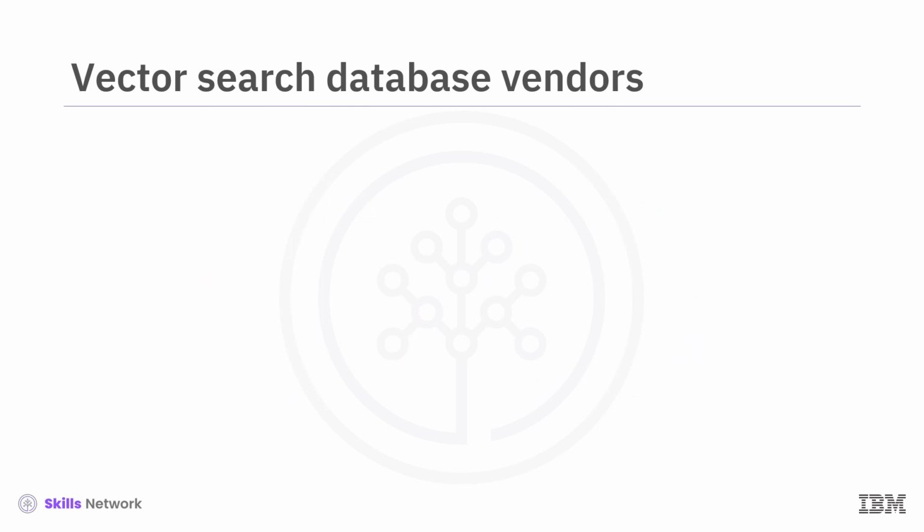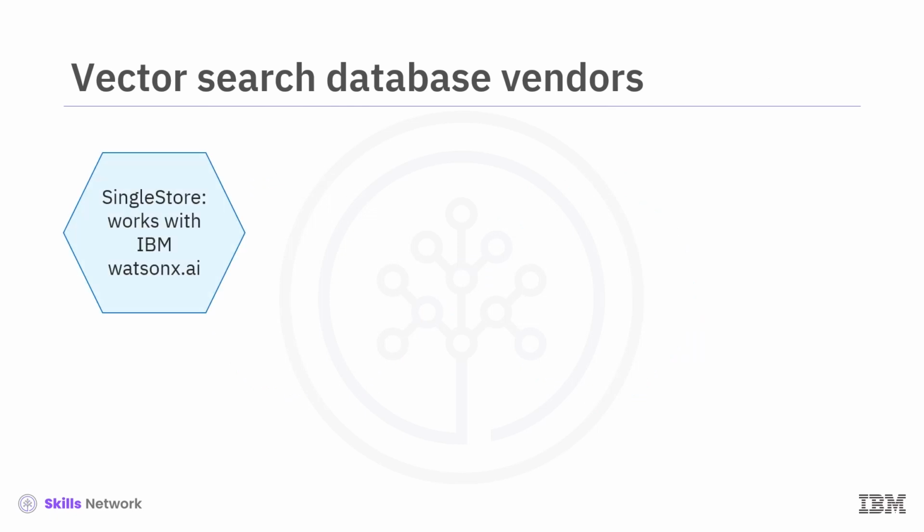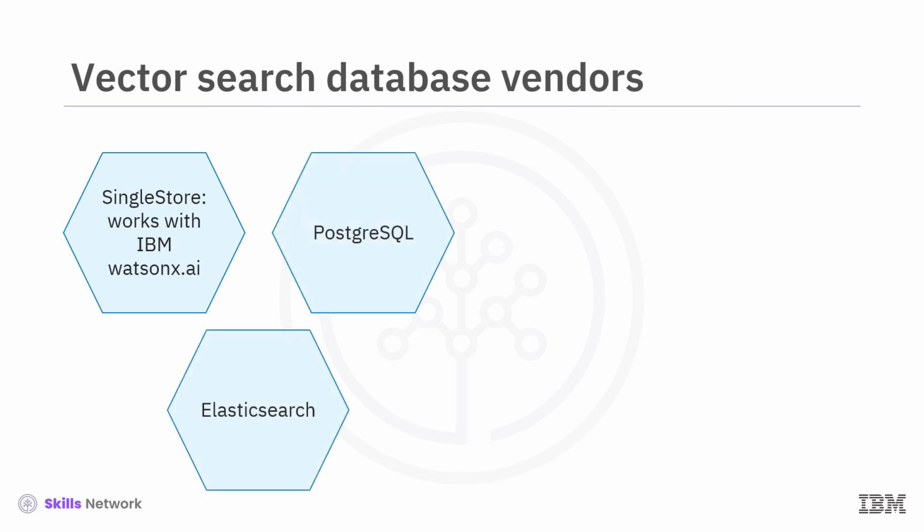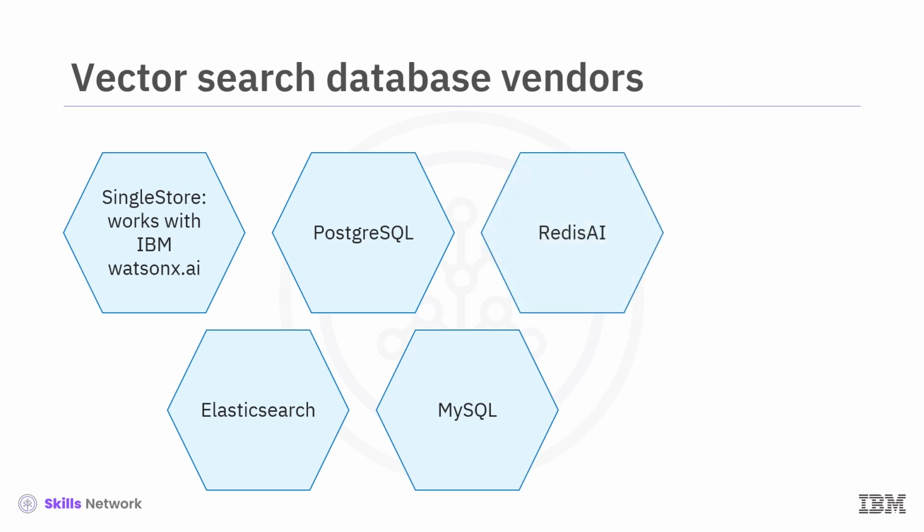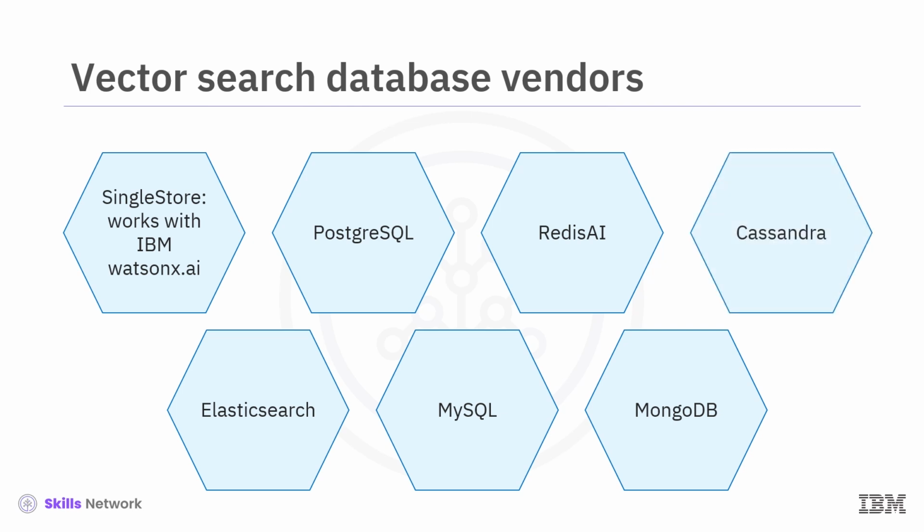Here are some database vendors that support vector search. First, SingleStore with Vector Database Processing works with IBM watsonx.ai. Next, Elasticsearch has its vector add-on. PostgreSQL includes its PostGIS add-on for vectors in space. MySQL has its own indexes for vector search. Redis AI performs vector functions in memory, and Apache MongoDB and Apache Cassandra support vector searching with flexible schemas.